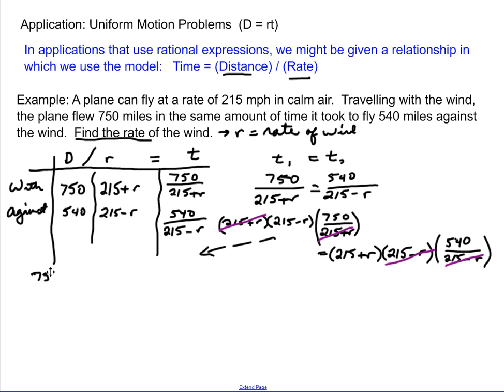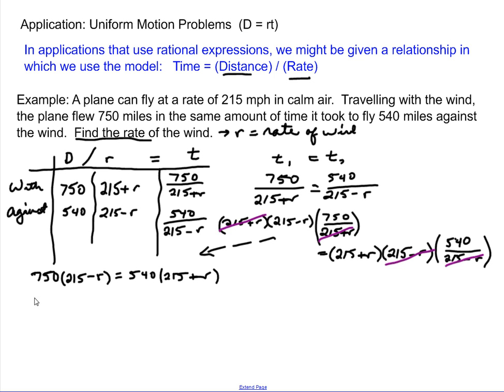750 times the quantity 215 minus r will equal 540 times 215 plus r. Now, you're looking at those numbers and you're going, oh my God, those are very big, large multiplications, and if I'm not using a calculator, now what?